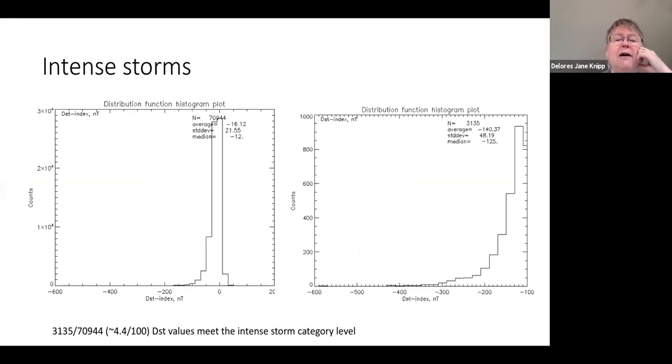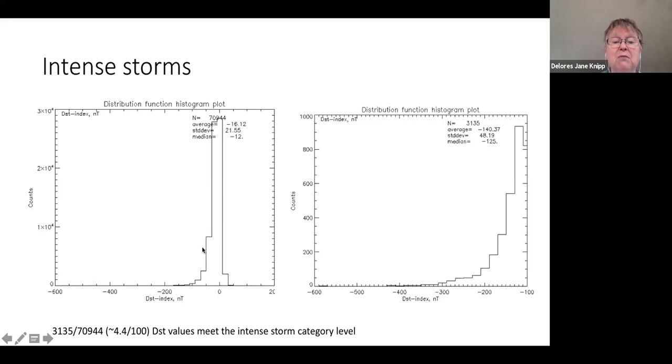I also asked, related to the number of intense storms, how often would we find an event that would be more negative than minus 100? So here's kind of the entire distribution of plots from the data from OmniWeb. And you see, most of the time, it's pretty quiet. Dst is minus 20 or maybe minus 30 or 40.